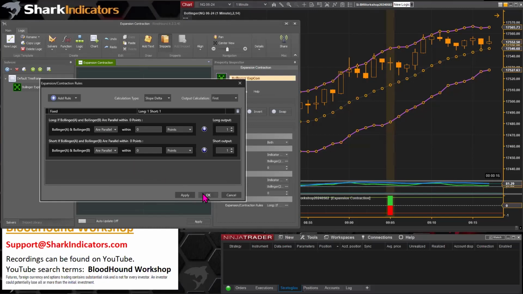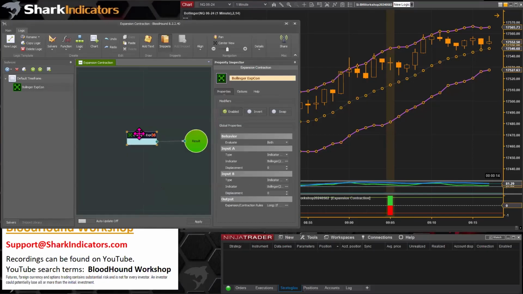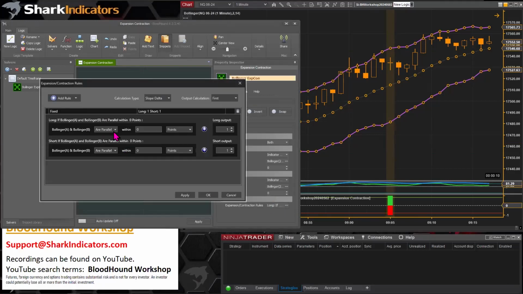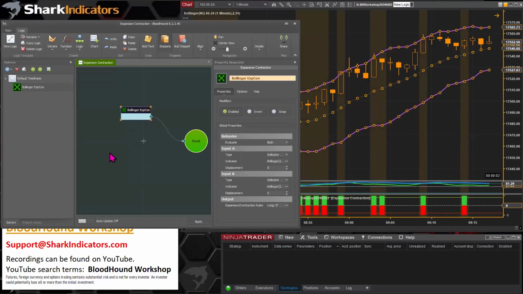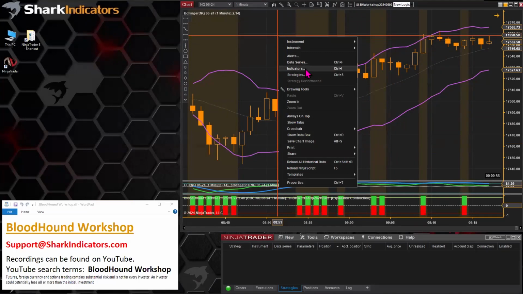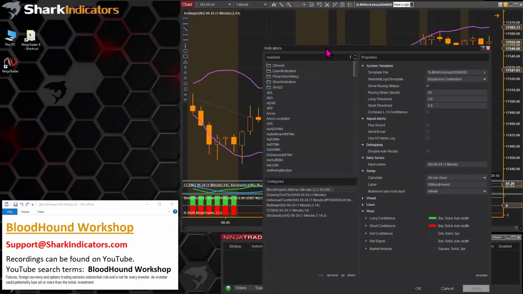So let's kind of do that. Let's take a look at that as one of the examples here. I'm going to put this back to expanding here. There we go. Put that off to the side. So let me go add a couple of moving averages to the chart.